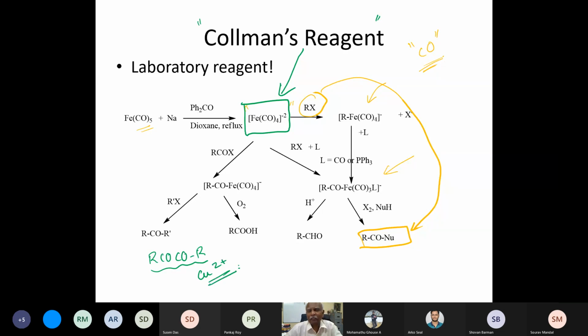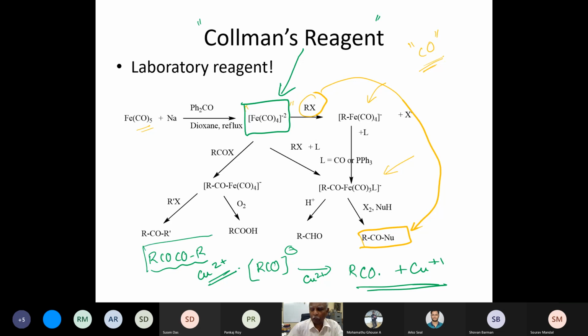So this apparently looks like a dicarbonyl insertion, but as far as we know in the literature, there are no dicarbonyl insertions. So the formation of this product is probably going through RCO minus species getting oxidized with Cu 2+ to RCO dot plus Cu plus 1. And this stoichiometric reaction is probably responsible for the formation of RCOCOR.